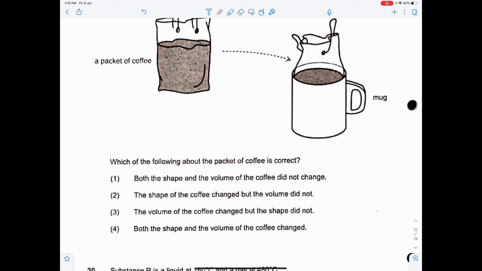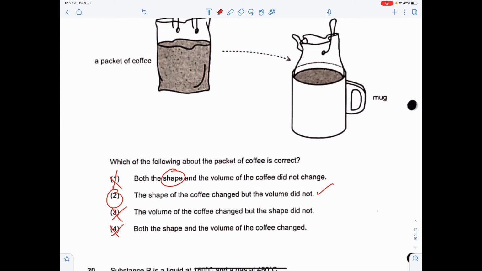Okay, so the first one, both shape and volume of the coffee did not change. This is not correct. Why? Because the shape changed. So this is wrong. The shape of the coffee changed, but the volume did not. This is true. Okay. However, I want to check to see that the rest are also wrong. Okay, don't be complacent. It's very important. 2 marks each question. Number 3, the volume of coffee changed, but the shape did not. This is not correct. 4, both shape and volume of coffee changed. Wrong. The shape changed, but the volume did not. So yes, the answer is confirmed to be 2.